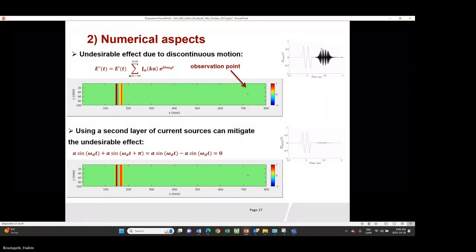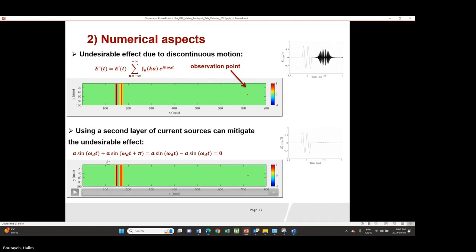and we have harmonics here at higher frequency, an undesirable effect that we don't want. So we found that if we use two layers of current sources, it is easy to show by this formula here that we can mitigate this undesirable effect. So now you see, we don't have this problem. It becomes very low, that's what we see here. So we kept only this one. So this is a technique that allows us to resolve this issue.